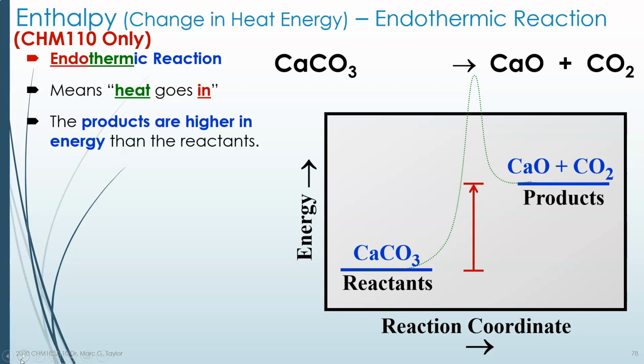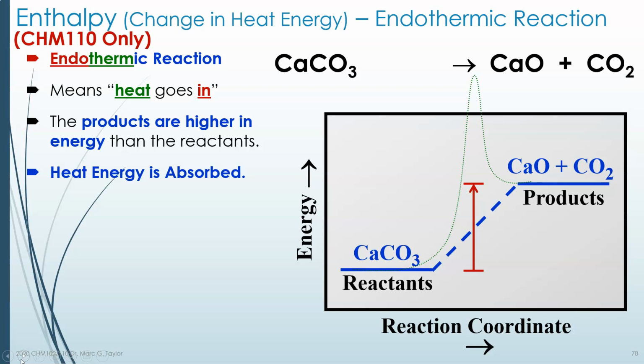And again, I'm showing the transition state in green, but we're going to ignore that for just now. We're going to focus on the starting state of calcium carbonate and the final products of calcium oxide and CO2. And the products are more high energy. That is, they're more unstable than the starting material. So heat is absorbed in the reaction.